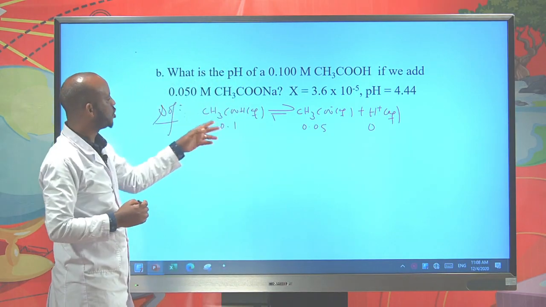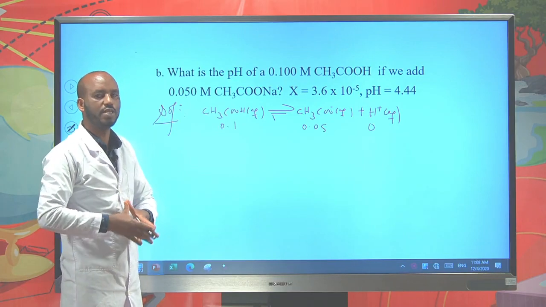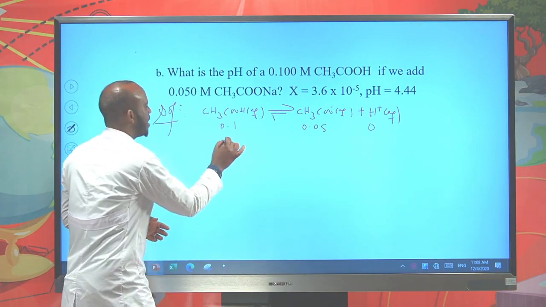Change. Let X amount of acetic acid be dissociated. Its concentration is decreased by X, minus X.